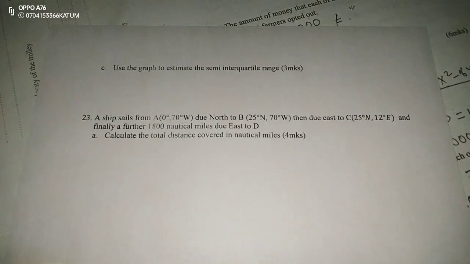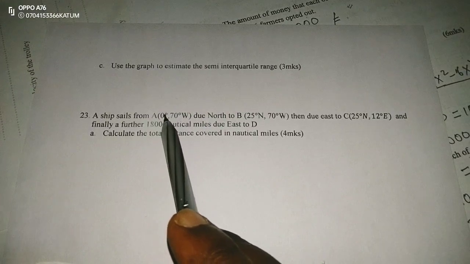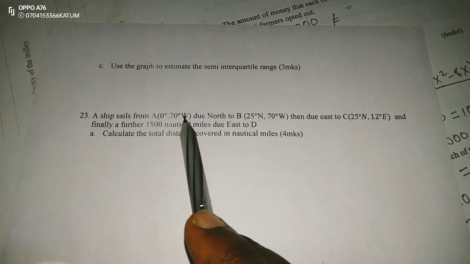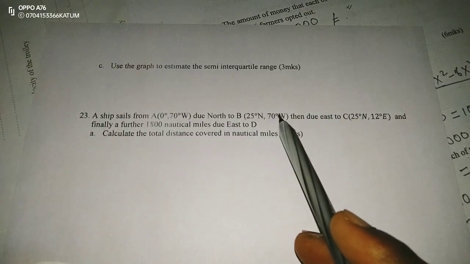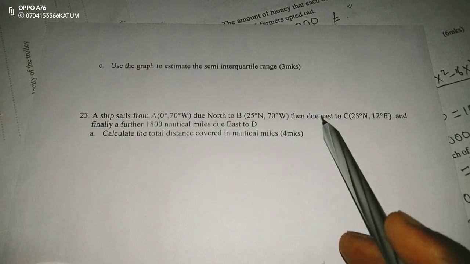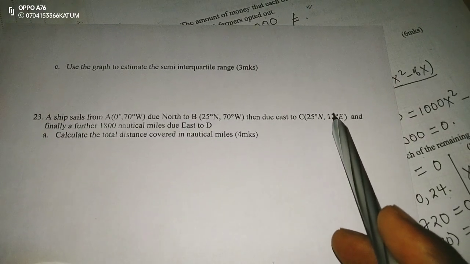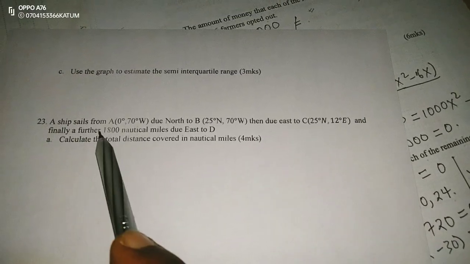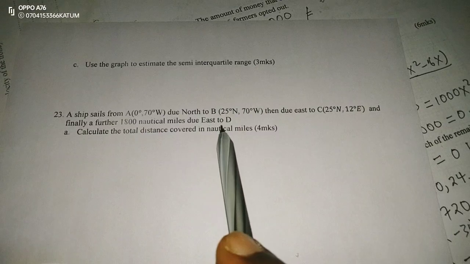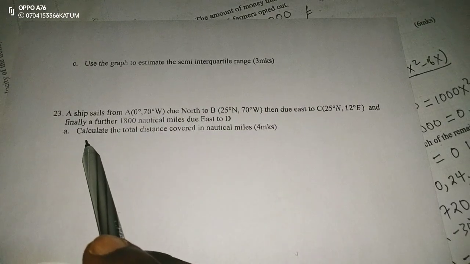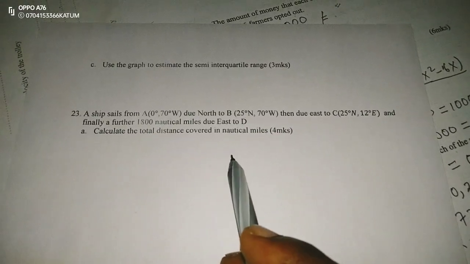Number 23. A ship sails from point A, which is 0 degrees, 70 degrees west, due north, to B, 25 degrees north, 70 degrees west. Then due east to C, 25 degrees north, 12 degrees east. And finally, a further 1,800 nautical miles due east to D. Part A, calculate the total distance covered in nautical miles.